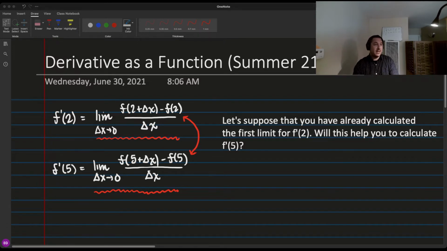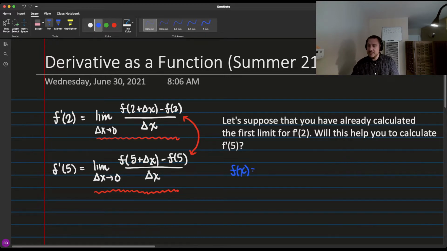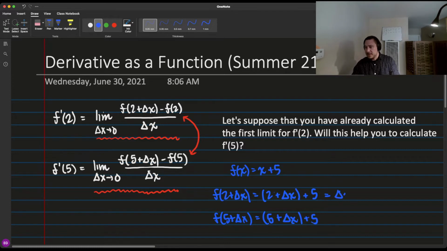Okay, so for the people who have had the courage to answer, the correct answer is no. It's not going to help you, because let's just come up with some super easy one. f of x equals x plus 5. If you calculate f of 2 plus delta x, that's going to be 2 plus delta x plus 5. But if you do f of 5 plus delta x, that's going to be 5 plus delta x plus 5, which is going to give you delta x plus 7 versus delta x plus 10.